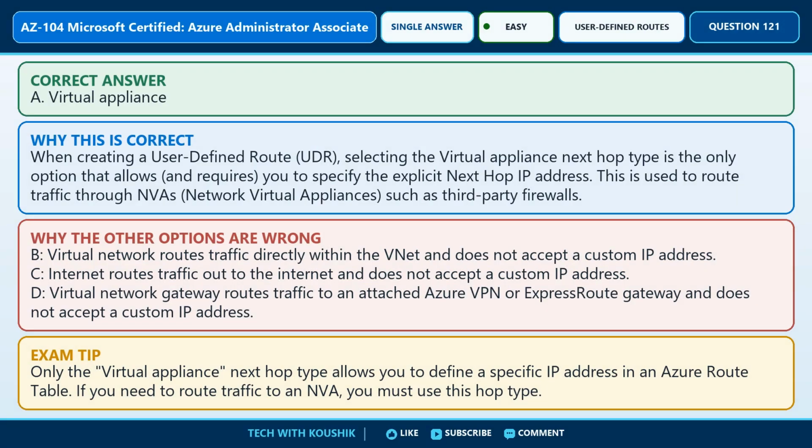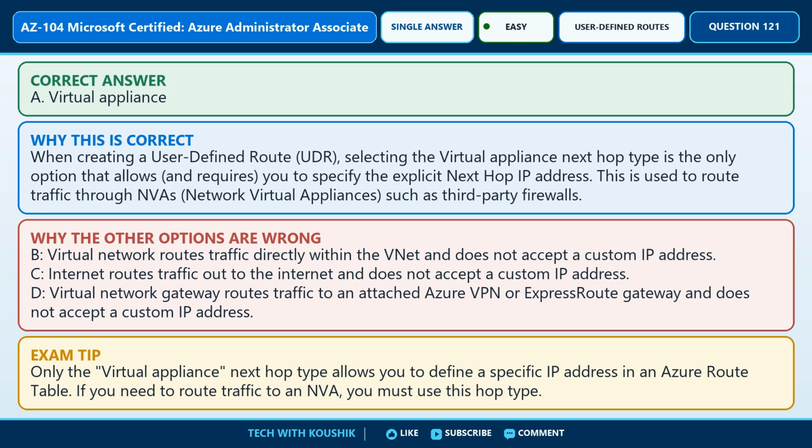In this case, select Option A. Virtual appliance. The requirement is satisfied because when creating a user-defined route, UDR, selecting the virtual appliance next hop type is the only option that allows, and requires, you to specify the explicit next hop IP address. This is used to route traffic through NVAs, network virtual appliances, such as third-party firewalls.